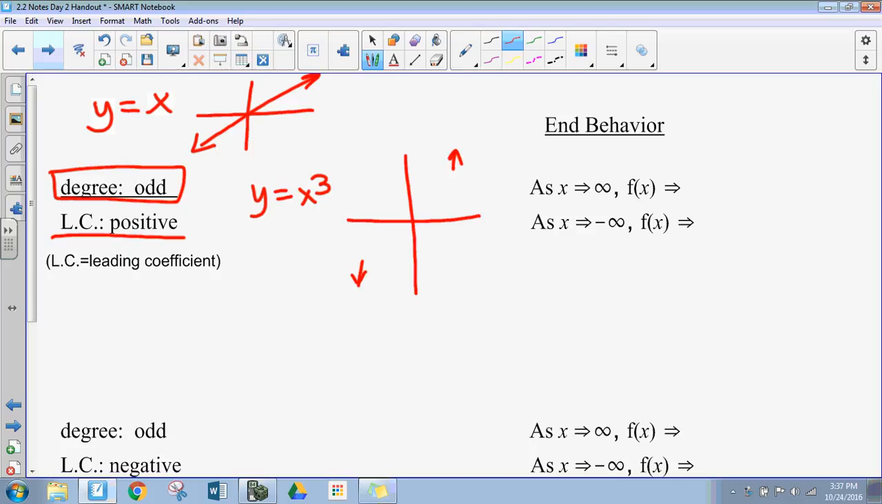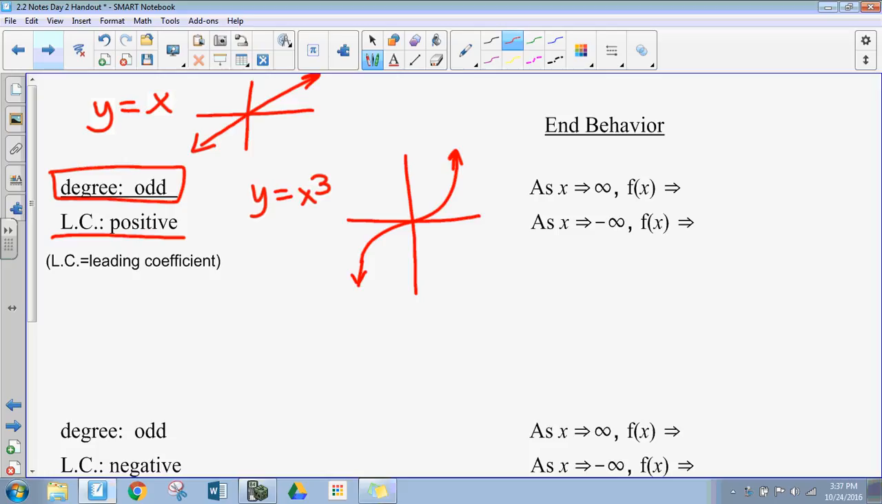And then there's going to be something that happens in the middle, depending on what else the x to the third has with it. The parent function is going to look something like that. So now we have to be able to describe the end behavior. Always think back to what y equals x looks like for an odd degree with a positive leading coefficient.